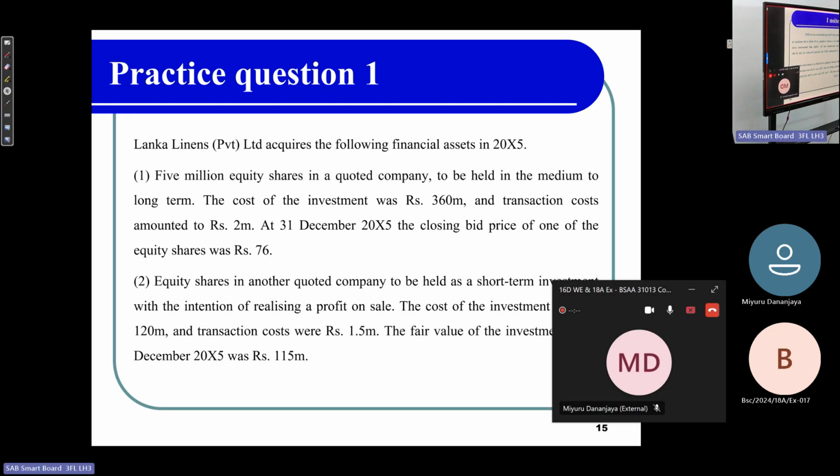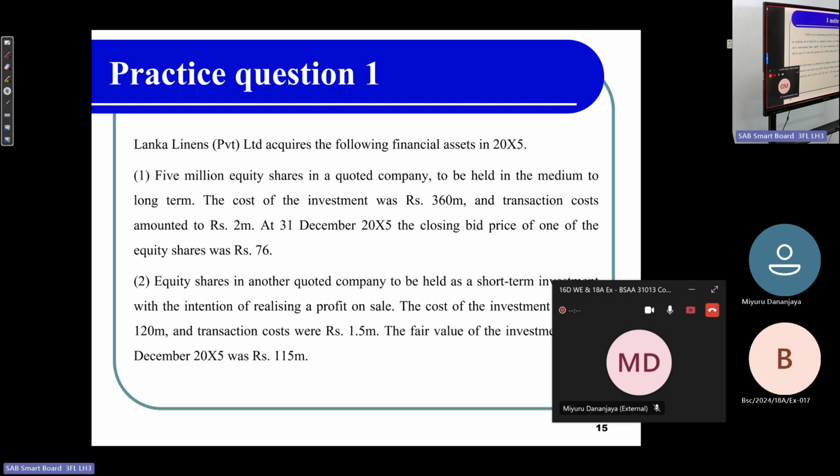In the statement of financial position, the fair value reserve comes under equity. And the equity fair value change here is 18. Right. Hope you understood. That's how you should record the first one.